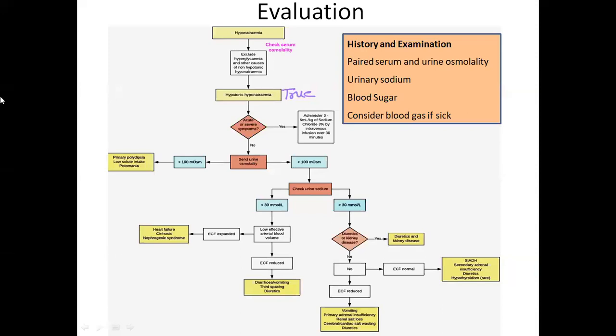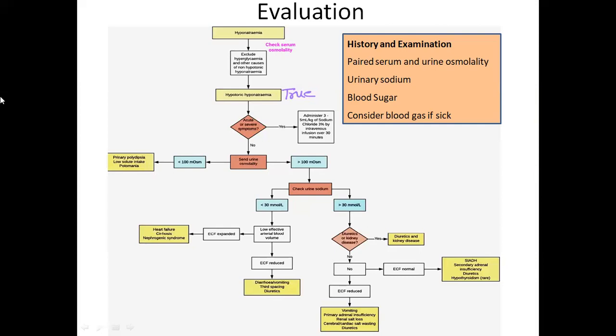So there you want to get serum and urine osmolarity, urinary sodium, whether sodium losses are more in the urine or not, blood sugar to look for hyperglycemia, and in a sick child you need to ask for blood gas. You check the serum osmolarity, and if osmolarity is low, then you label it as true hyponatremia. If osmolarity is normal or high, then you have to think of other causes. Once you say it is true hyponatremia, if the child is acutely having severe symptoms, then you have to treat the child.